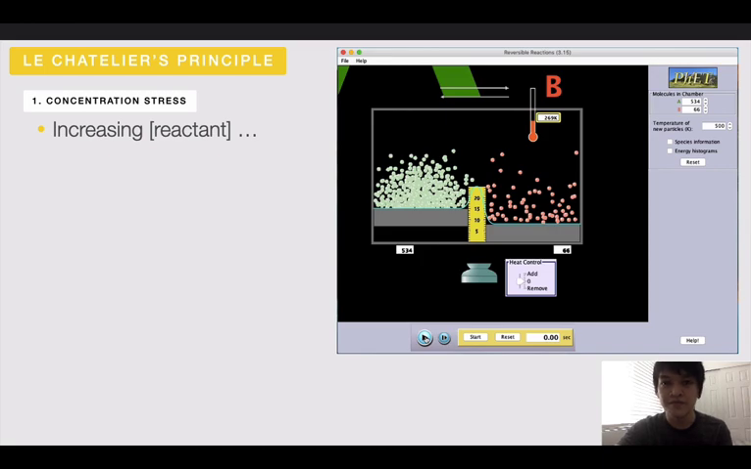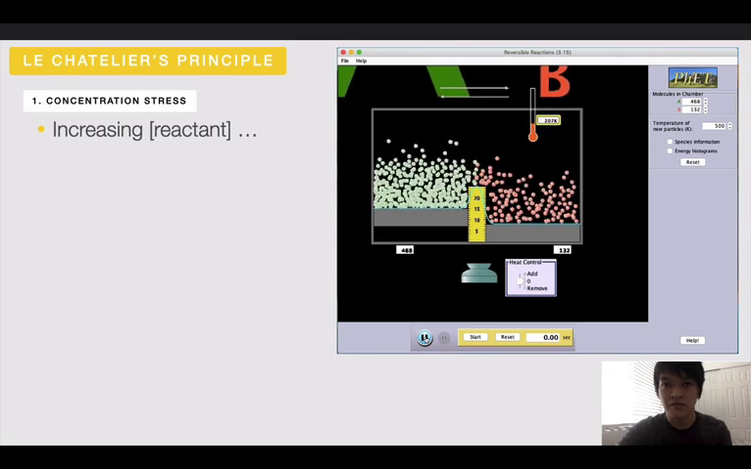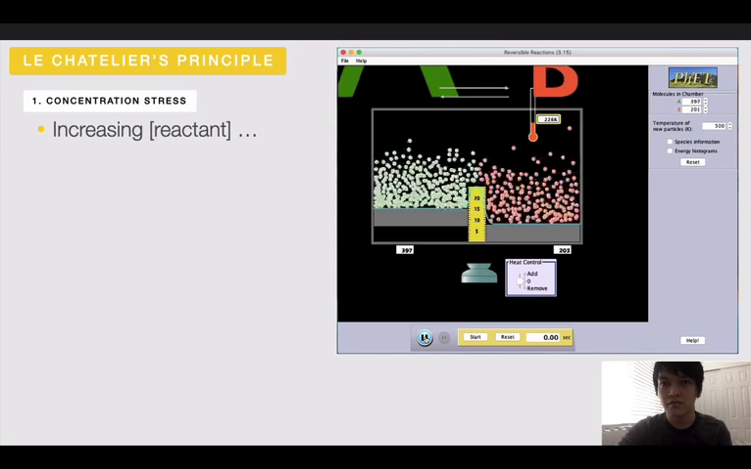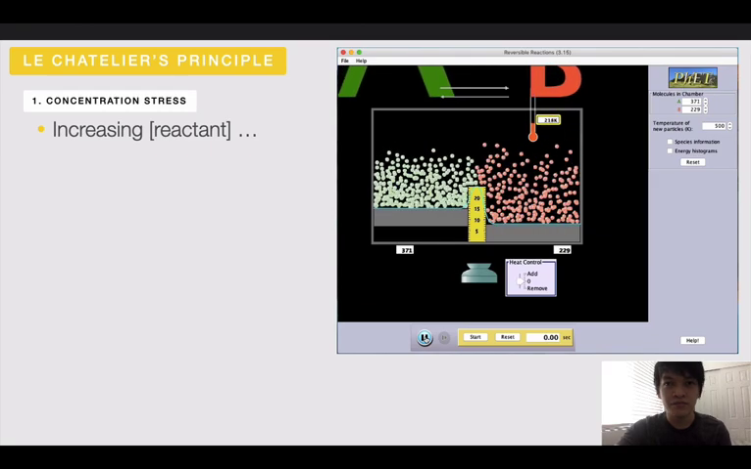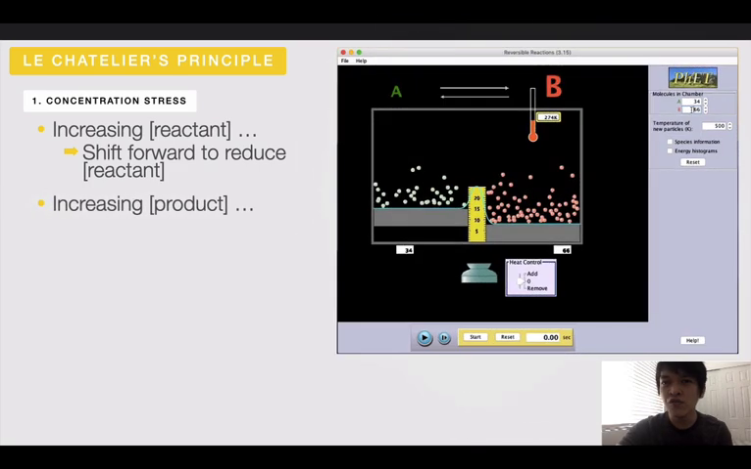Here we go. Looks like increasing the reactants will cause the equilibrium to shift in the forward direction to reduce the amount of reactants. What happens if we increase the amount of products now? Again, make a prediction.